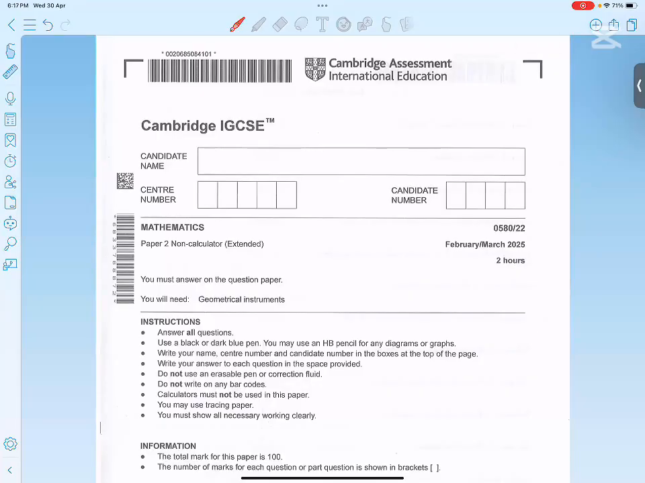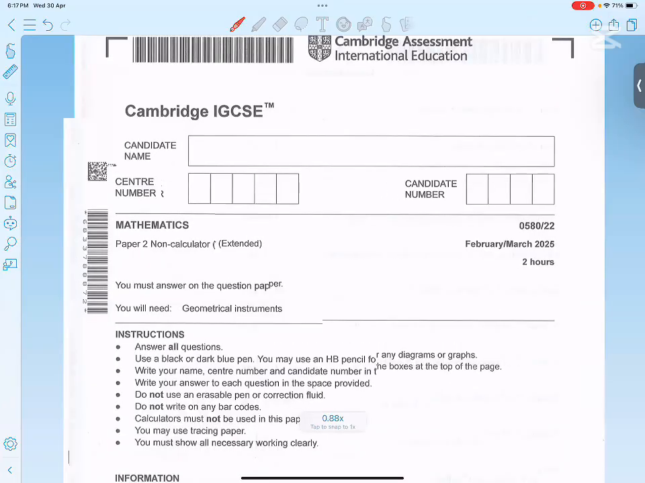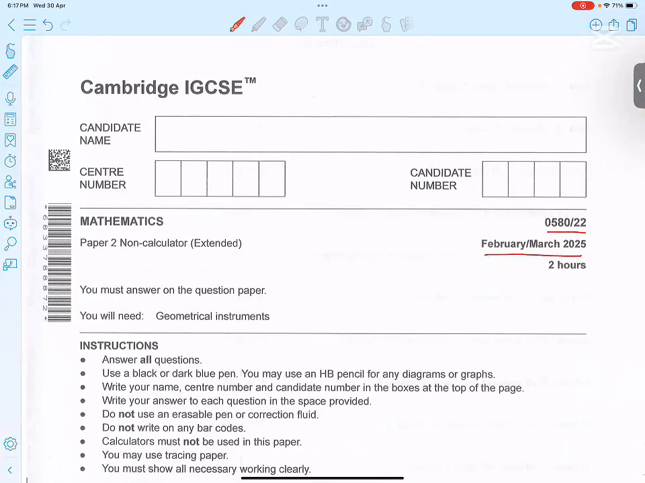Bismillah ar-Rahman ar-Rahim. This is a February March 2025 paper, variant 22. So let's try to solve a complete paper.